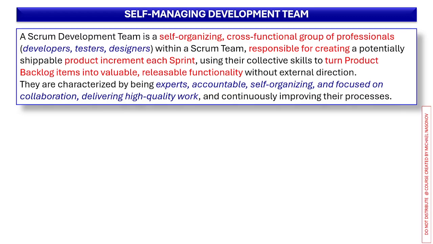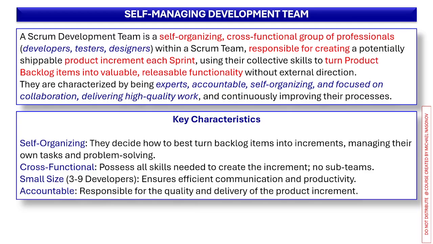They are characterized by being experts or subject matter experts, accountable, self-organizing, and focused on collaboration, delivering high-quality work, and continuously improving their processes. Key characteristics: self-organizing, cross-functional, small size. Officially in Scrum methodology, it's 3 to 9 developers. However, I've seen fewer and significantly more during my personal career.